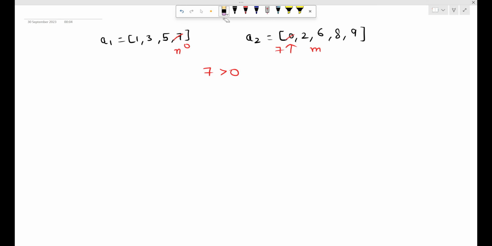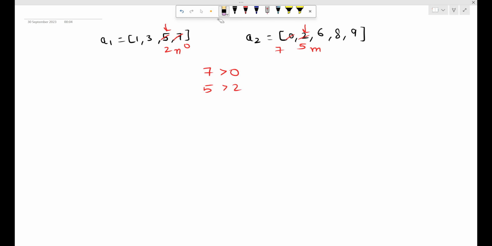Then we will move our pointers to the next elements, that is 5 and 2. Comparing these two, 5 is greater than 2. That means this 5 and 2 are not at the correct place, so we will swap these two. 5 becomes 2 and 2 becomes 5.